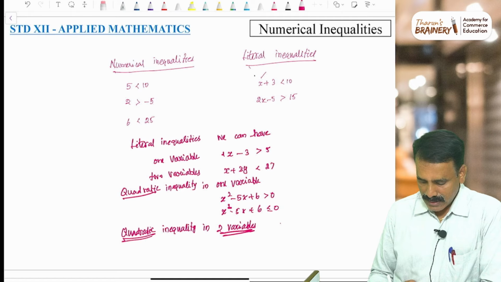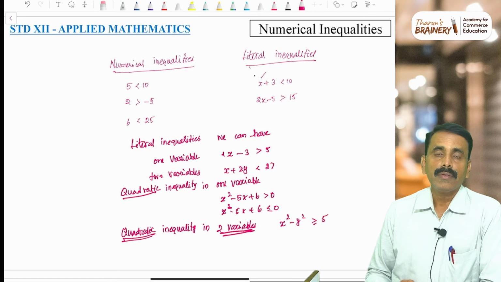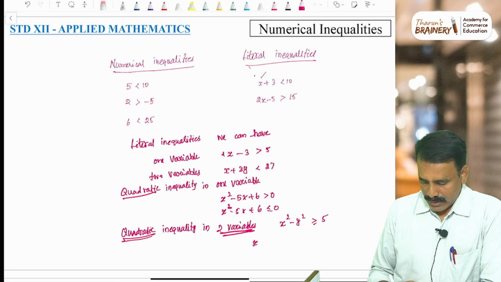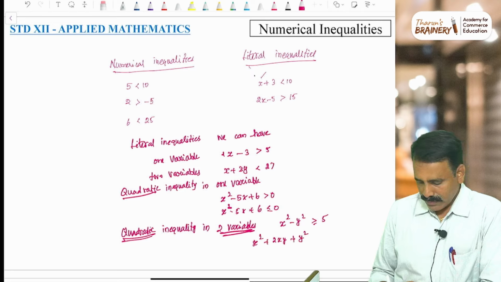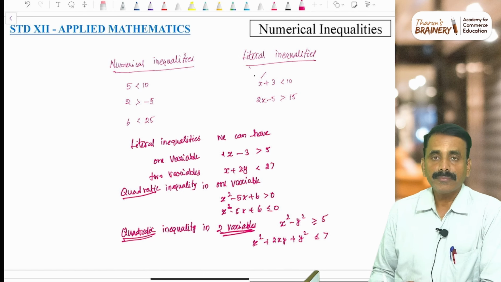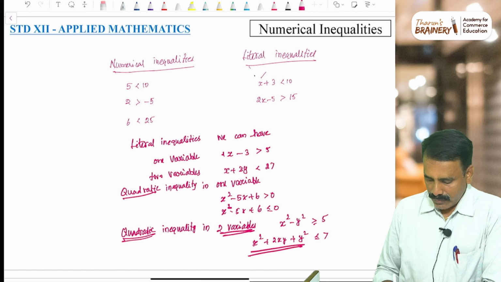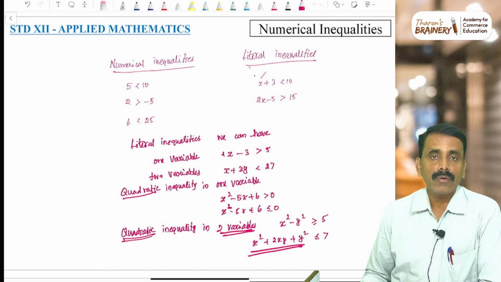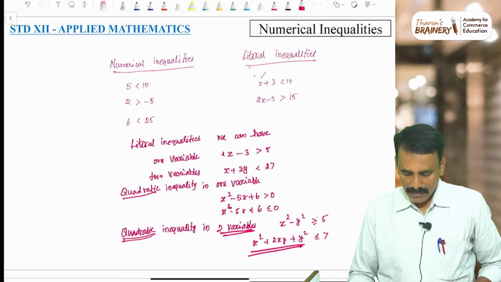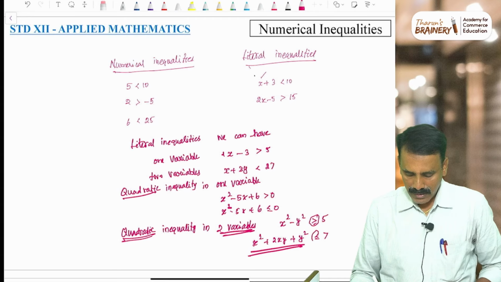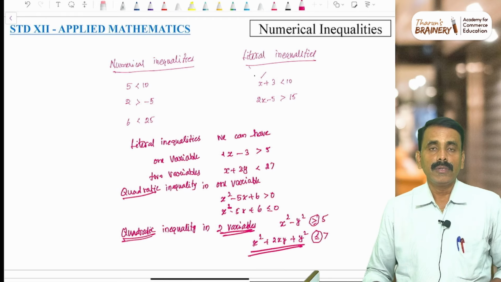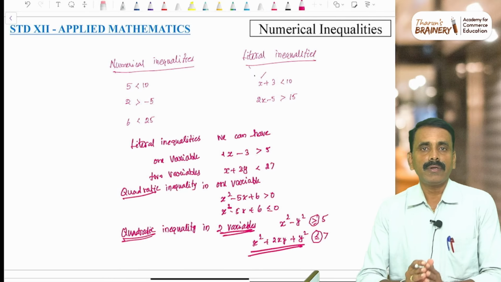So we can write this as x square minus y square greater than or equal to 5, or x square plus 2xy plus y square less than or equal to 7. So we have two variables x and y, and the main thing is we are having this symbol less than or equal to and greater than or equal to. Okay. So these are the things we have in inequalities.